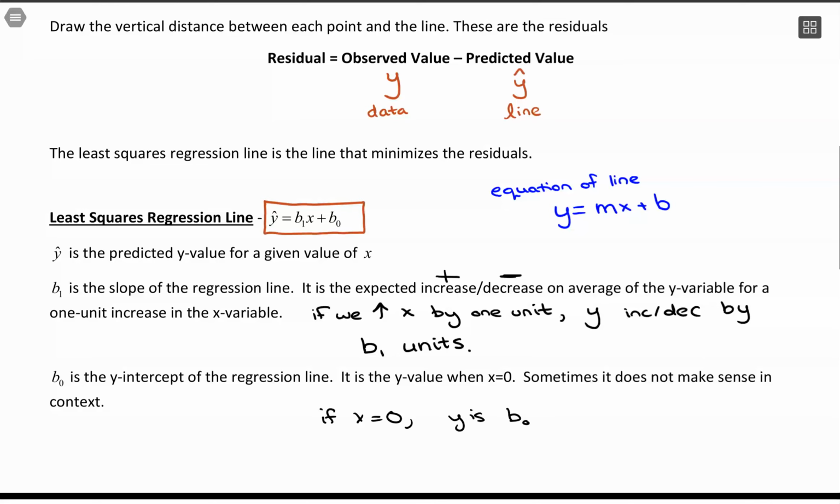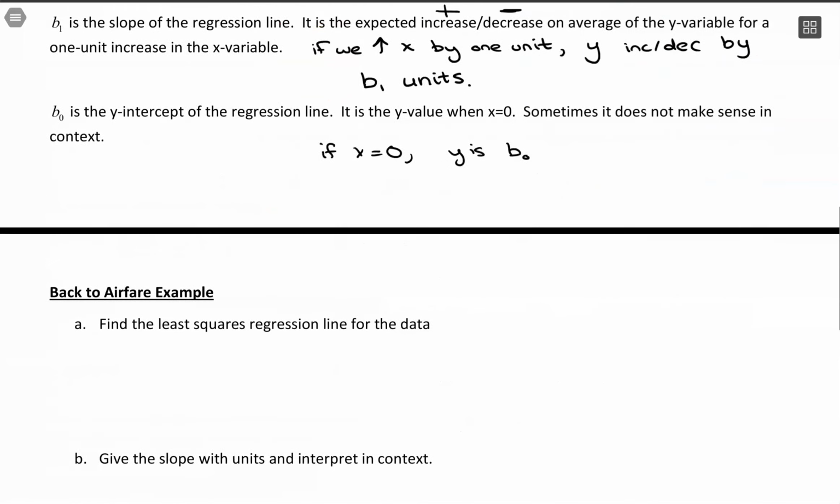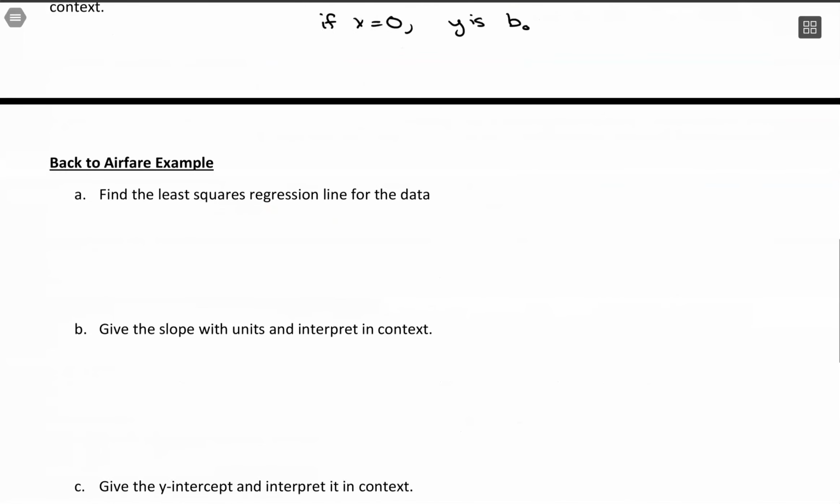So let's take these ideas and apply them to this case of working with that airfare data. So out there is a formula for how to find slope and how to find the intercept. But again, we're going to use technology because what we want to do is just get that equation for the line and then use it. That's more valuable. So first off, let's find this least squares regression line. We need to find the slope and intercept.